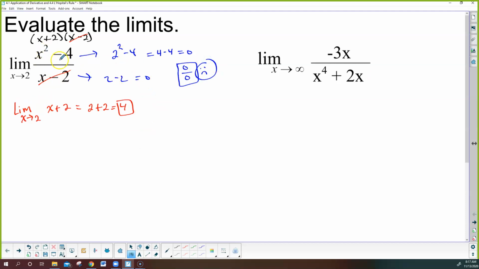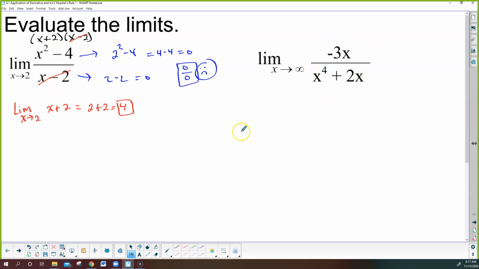And as we saw, because of algebra, the limit as x goes to 2 of this function is actually equal to 4. So if a limit can exist, but the original limit ends up being an indeterminate form, what other methods do we have for solving it? Because we're not always going to be able to factor, and that's the idea today.